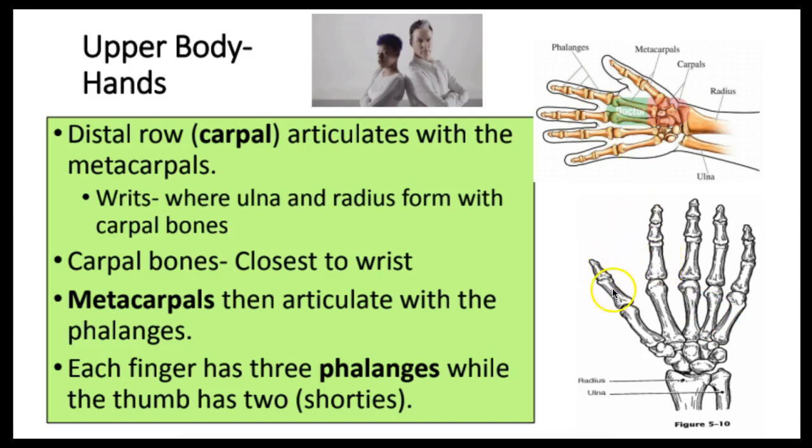In the thumb we have 2 phalanges, the distal phalanx and the proximal phalanx, and then we have 3 in all of the other fingers. We have the proximal, the middle, and the distal for each of the digits. But we're going to call them phalanges. And the nice thing is, these are pretty similar to what we find on our feet.